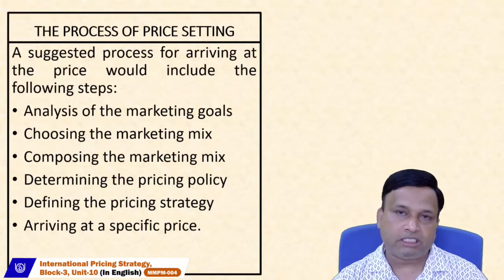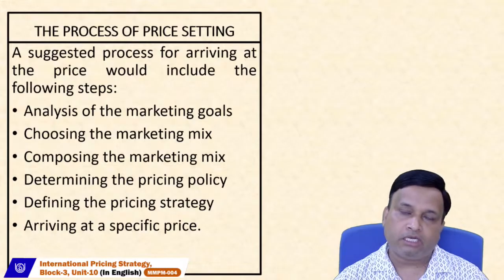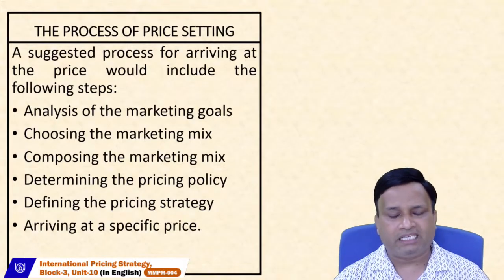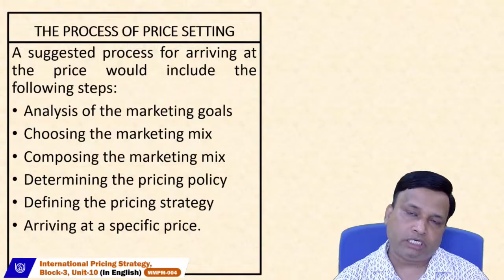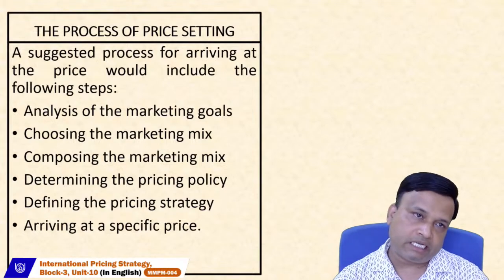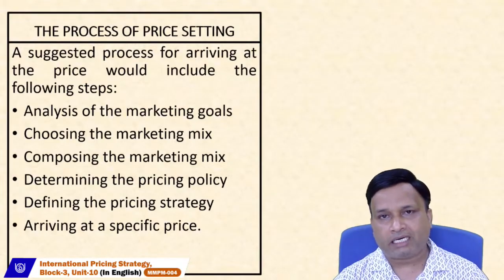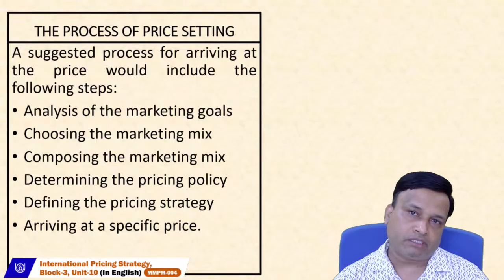Once you have the four P's, then you are talking about the objective of pricing. If the objective is penetration, you would like to keep the price low. If you only want to get the cream of the market, then you have to go for premium pricing. That decides the pricing setting. Mostly the pricing setting depends on your marketing goals, your marketing mix and pricing strategy.